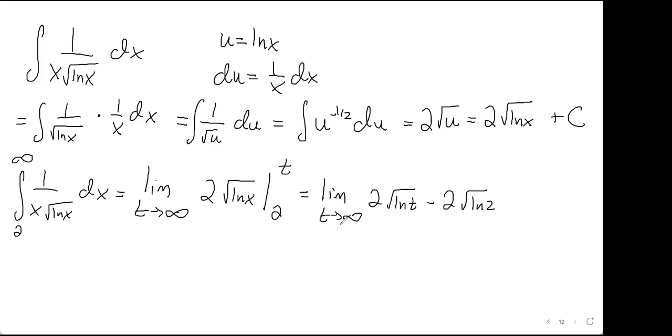And then as t goes to infinity, the natural log of t is going to infinity. The square root of something going to infinity is infinity. And 2 times something going to infinity is infinity. And this constant we're subtracting doesn't stop it. So this limit is infinity.